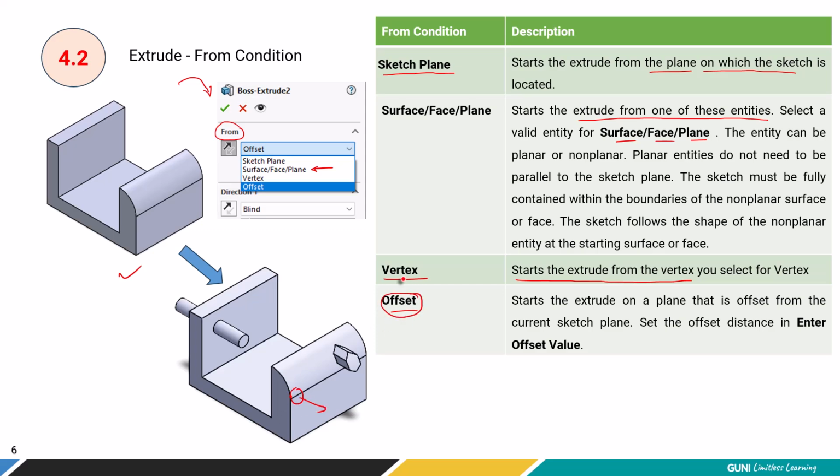And the last option is offset. Here let's say you have a circle over here and you want to extrude by offsetting by 10 mm. So it can go in this direction or in the opposite direction. Let's say this is 10 mm. So from here extrusion will begin. This is called the offset option.